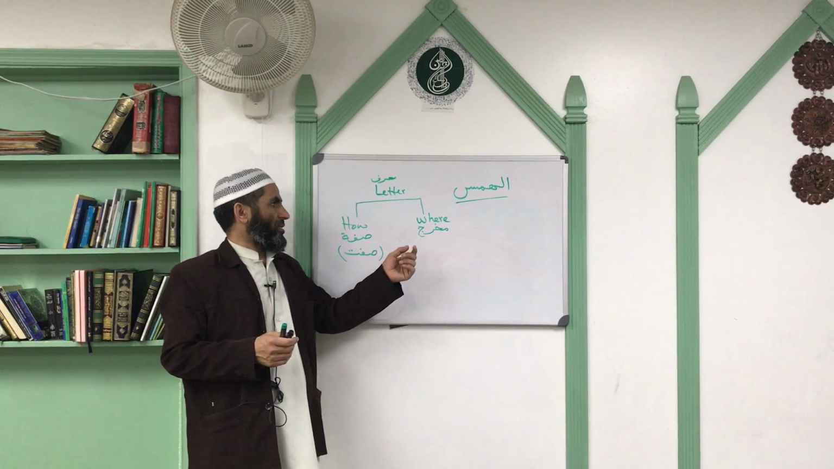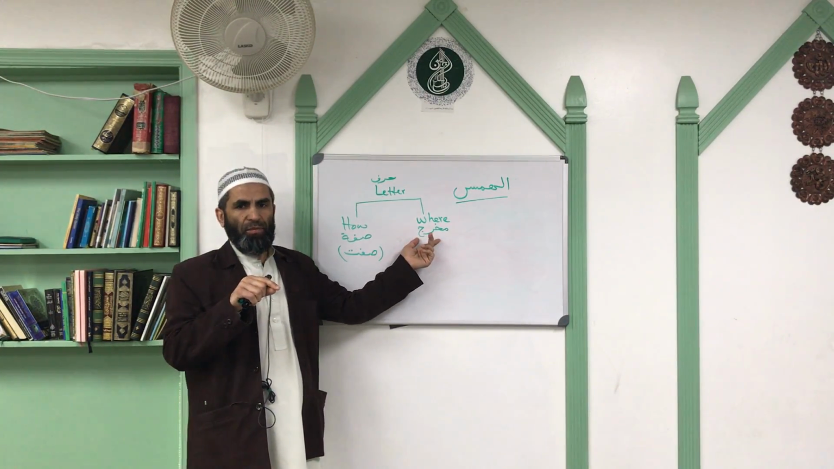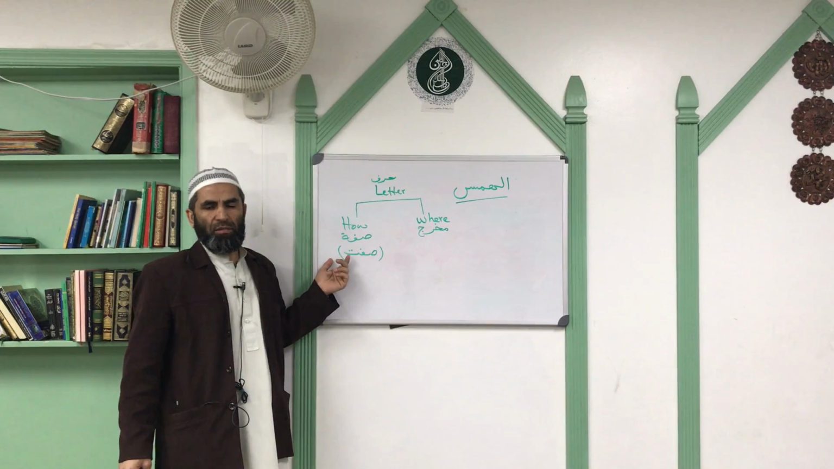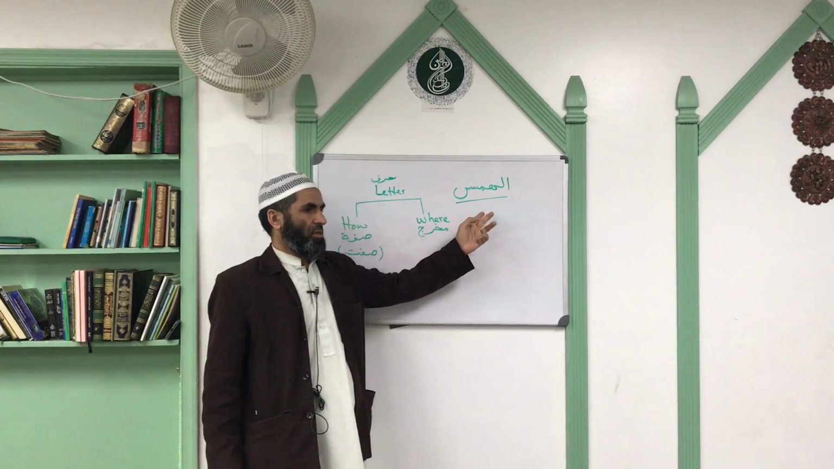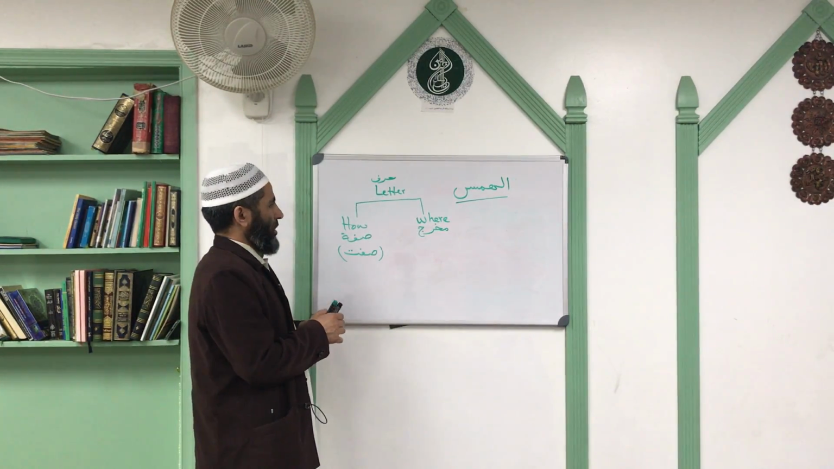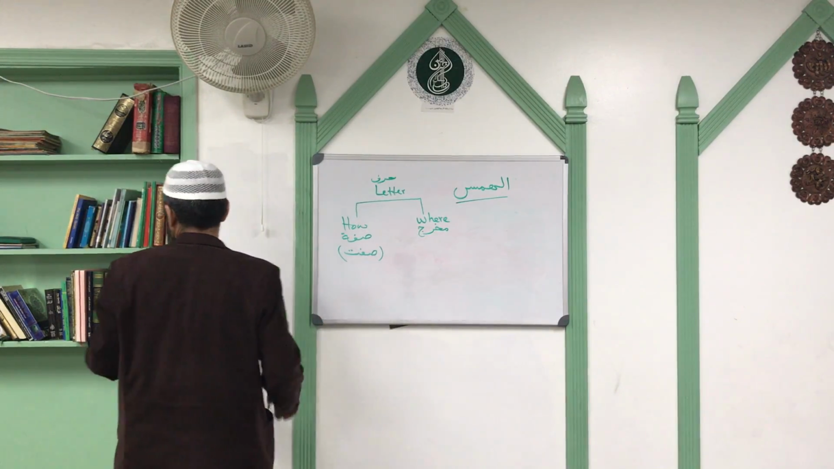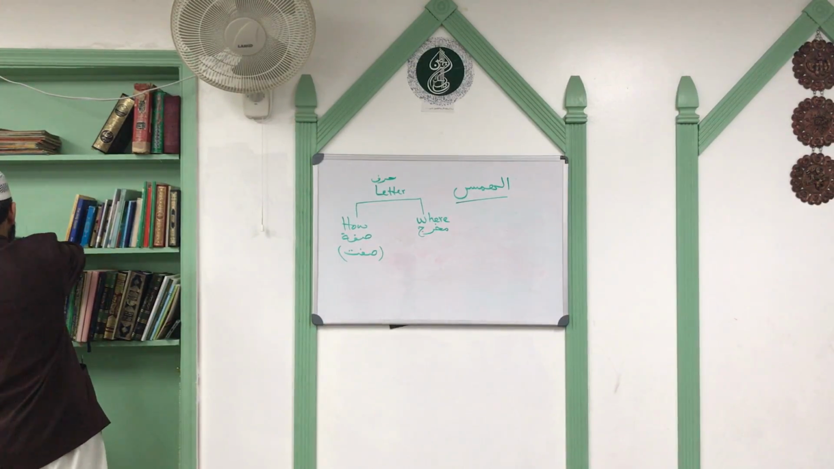Because of these two, the sounds are different. Sometimes letters have the same makhraj. They come from the same point, but they are different because of how they are pronounced. And one of these hows is hams, the sound that is coming out. So there are a few letters that have this characteristic of hams. And it's simple.